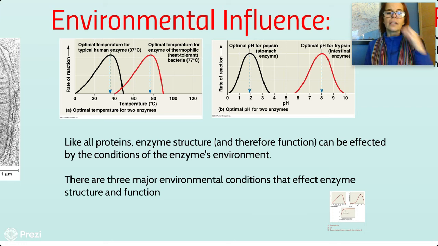So notice that, let's look at the black enzyme. In this particular one, for a human enzyme, I was trying to see which enzyme it was. For a human enzyme versus a bacterial enzyme, which is thermophilic. Thermo means heat and phil means love. So this is a bacteria that loves heat. It is heat tolerant. So take a look at the temperature.